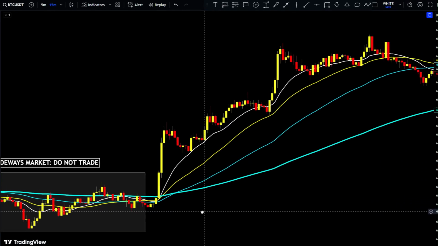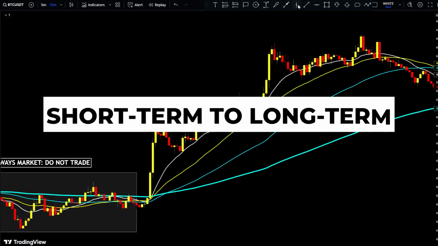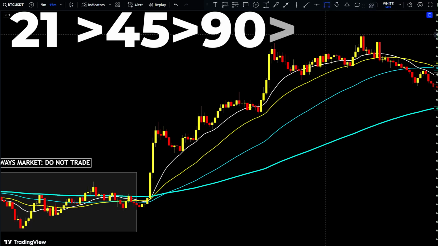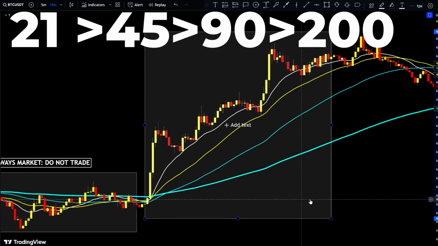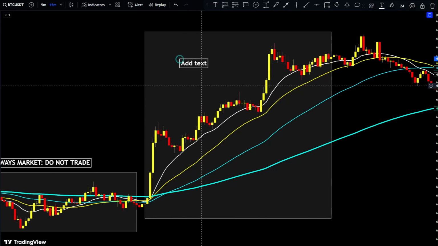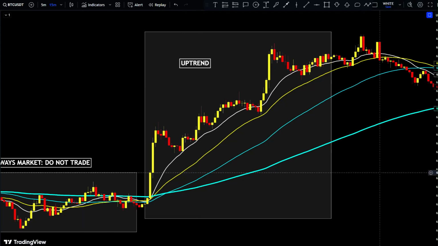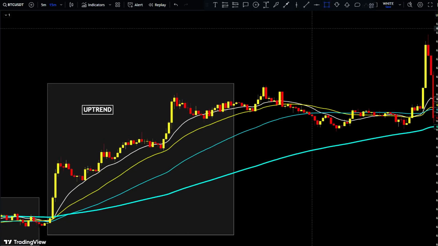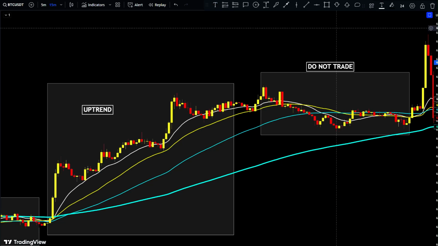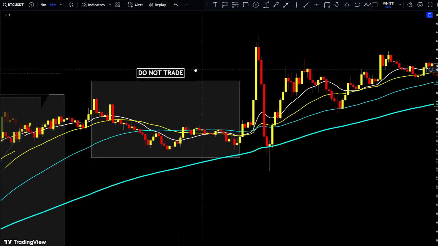On the other hand, when the WMA lines are nicely ordered from short term to long term, 21 above 45, 45 above 90, and 90 above 200, and the price candles are above all the lines, we can identify an uptrend in the market. In these situations, we'll be on the lookout for buying opportunities since the market is moving in an upward direction. However, there will be times when the price moves inside the 4WMA lines. Even though they are still in the correct order for an uptrend, during these periods the market is experiencing a correction wave, which means it's not the best time to enter a trade. Take a look at these examples for a clearer picture of what I mean.